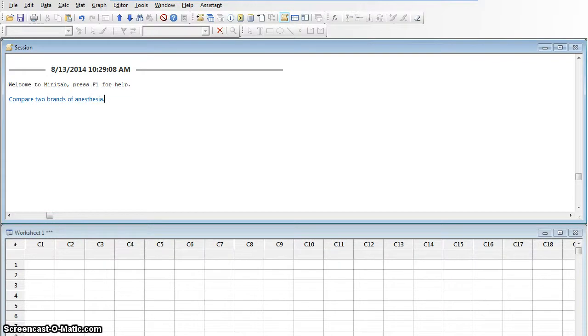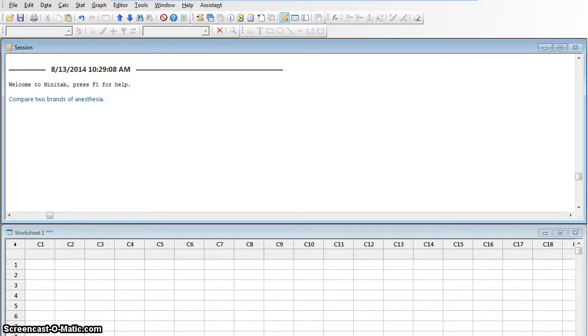I'm here still in Minitab, and I have currently the job. I'm working in purchasing for a health system. The anesthesiologists have read a study about a new brand of anesthesia that they are interested in and would like to try out. They would like to compare the variability in recovery time between the two brands, the current brand that we use and a new brand.